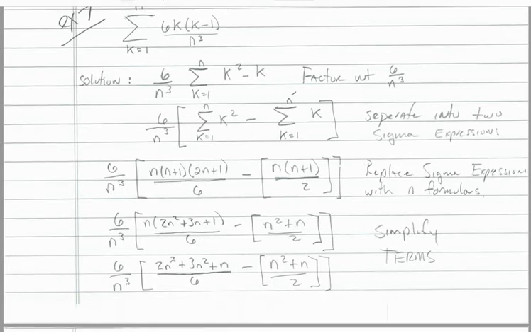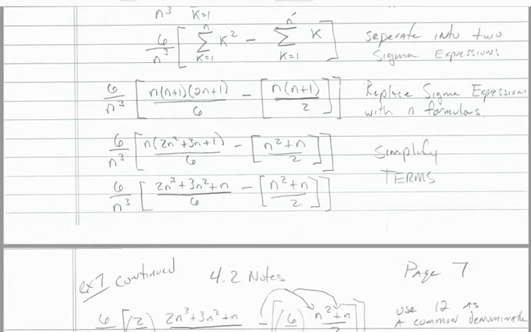So what we want to do is get the sums in terms of K only and factor out any of the constants and the n's out of the situation. So, first step, we're going to factor out the 6 over n cubed. That leaves us with K squared minus K. That's perfect. We write that into two different summations.